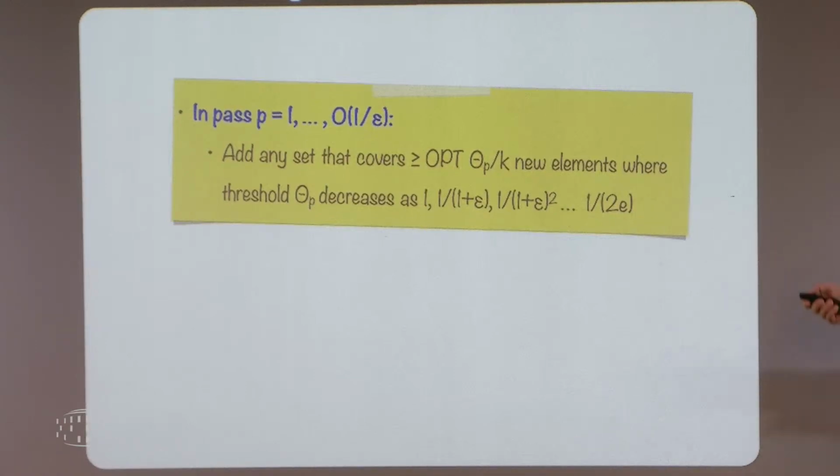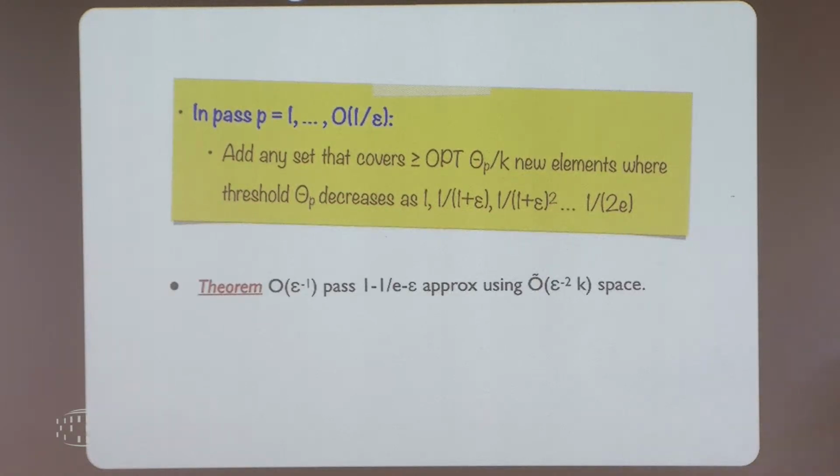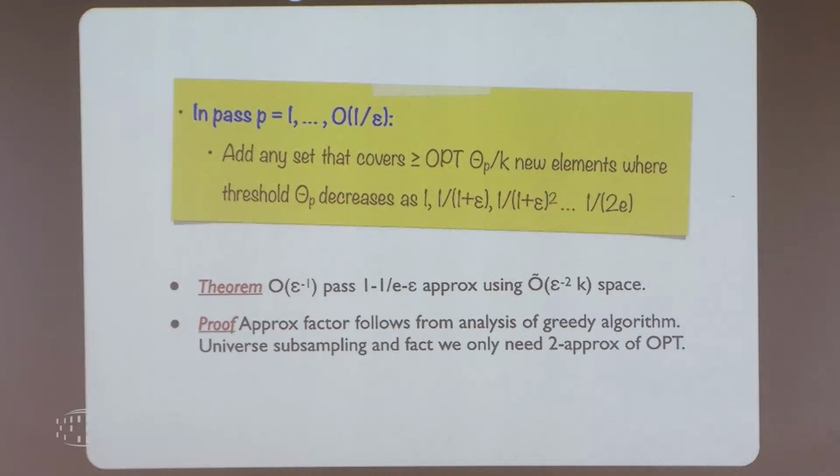Do the analysis, and you actually only need 1 over epsilon passes, where your threshold decreases by a factor 1 plus epsilon every time. And you get this result, 1 over epsilon passes, 1 minus 1 over e minus epsilon approximation using this amount of space. Okay, so the approximation factor falls by that classic 1 minus 1 over e.